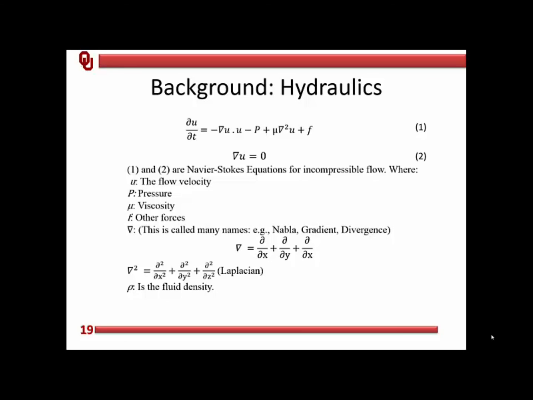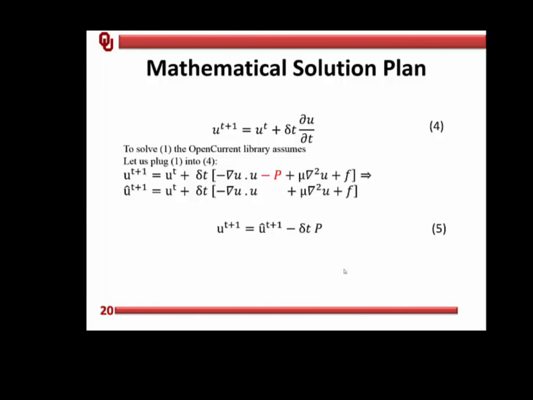We have two equations for computational fluid dynamics, the Navier-Stokes equations. One says the divergence of flow velocity equals 0, and one calculates the momentum of flow. So here we have the time marching algorithm where we say that flow velocity at time t plus 1 is flow velocity at time t plus the differentiation of flow velocity with regard to t multiplied by delta t.